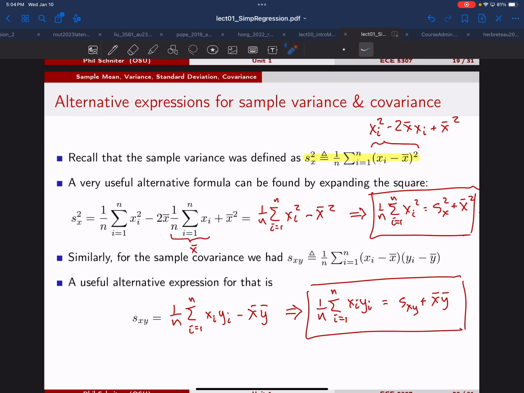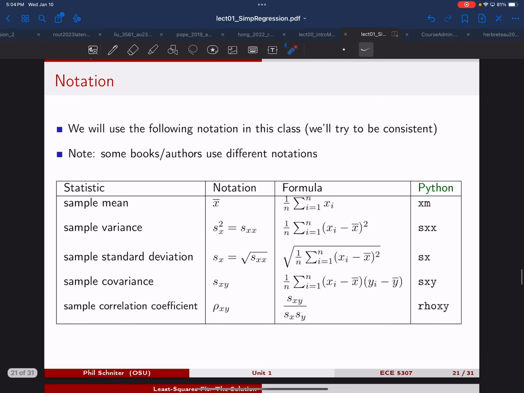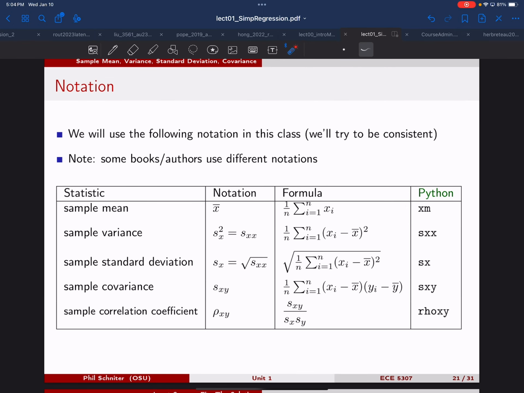Okay, great. So basically that's almost it for today. I just wanted to summarize these simple statistics that we just discussed. So we have the sample mean, call that x bar, here's the formula. And when we write our code, we'll try to call that xm. We have the sample variance. We can write it two ways. We can write it sx squared.